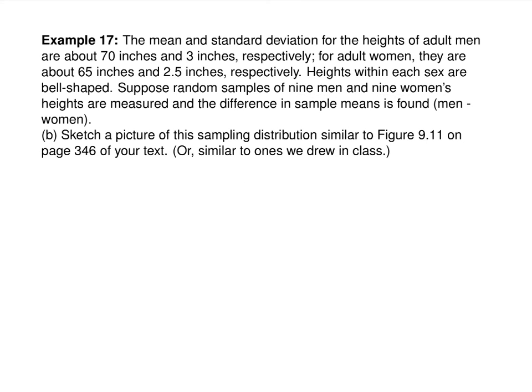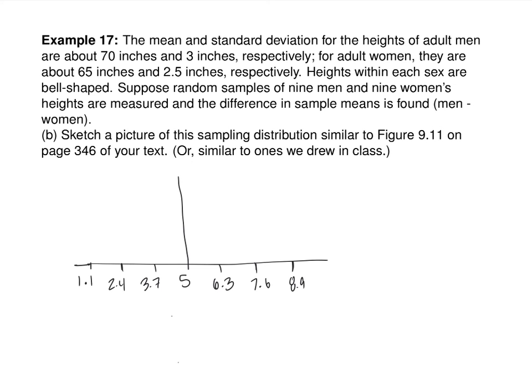All right, sketch a picture of this sampling distribution similar to the one in your textbook on page 346, or similar to the ones we drew in the earlier lessons. So the mean is at 5. It's going to be approximately normal. Plus or minus 1 standard deviation, we've got 68% of our samples. So 6.3, 3.7. 2 standard deviations away gets us to 7.6 and 2.4. And one more gets us almost everybody, 8.9 and 1.1. And so roughly speaking, it looks like this.